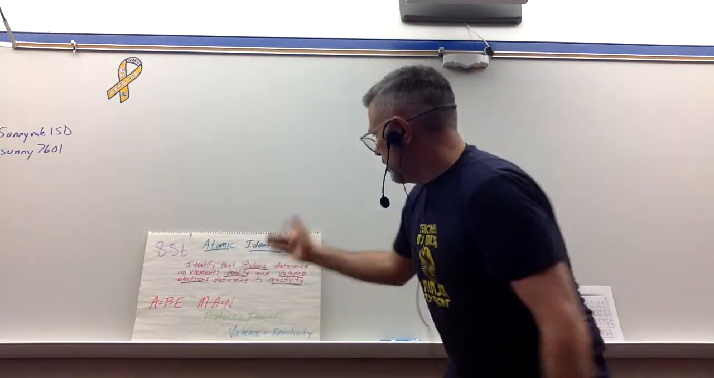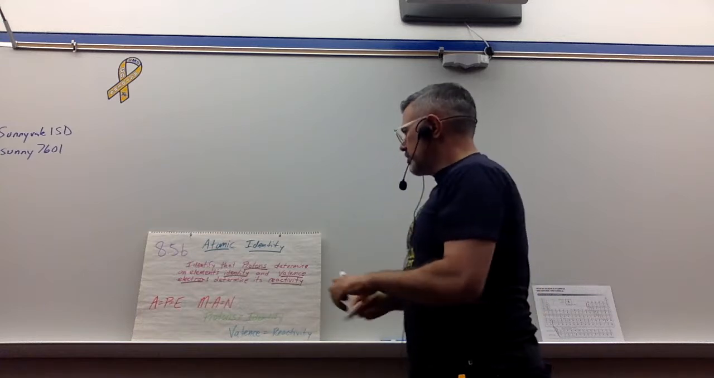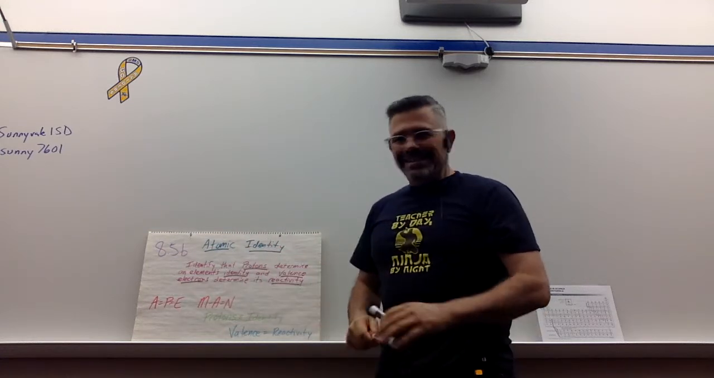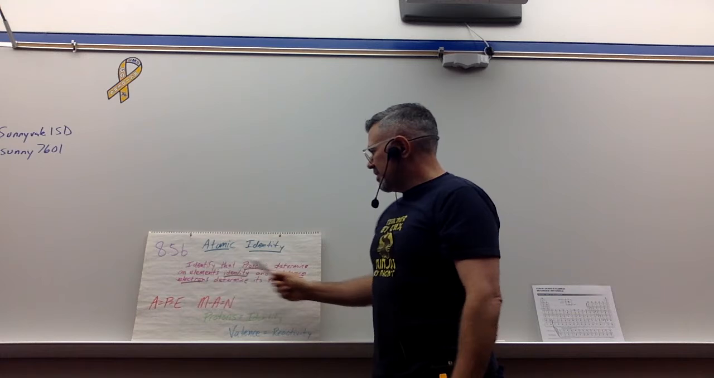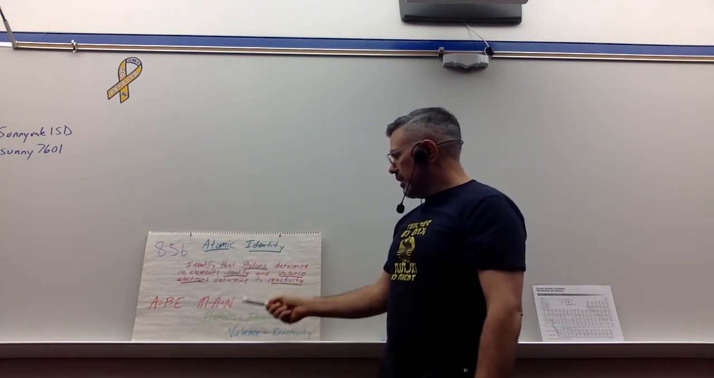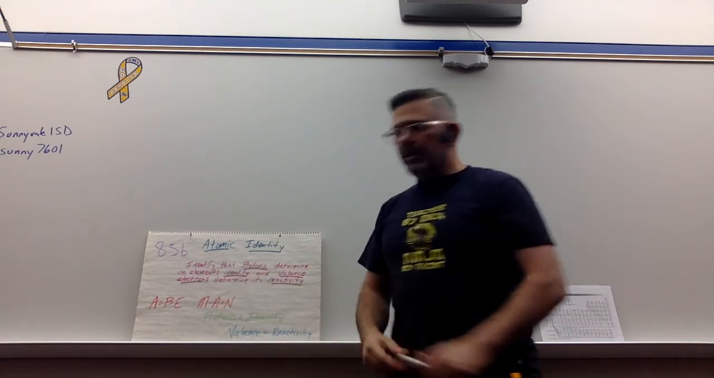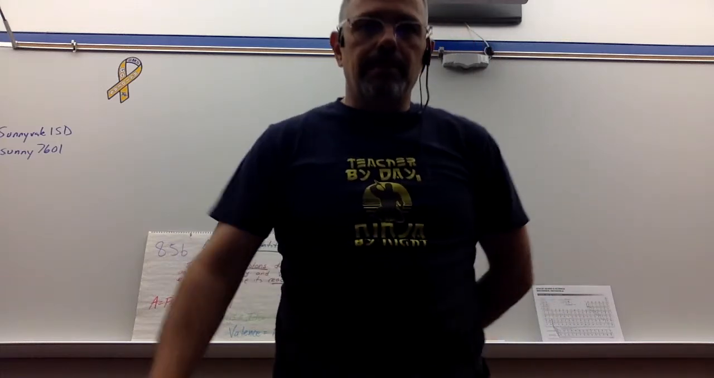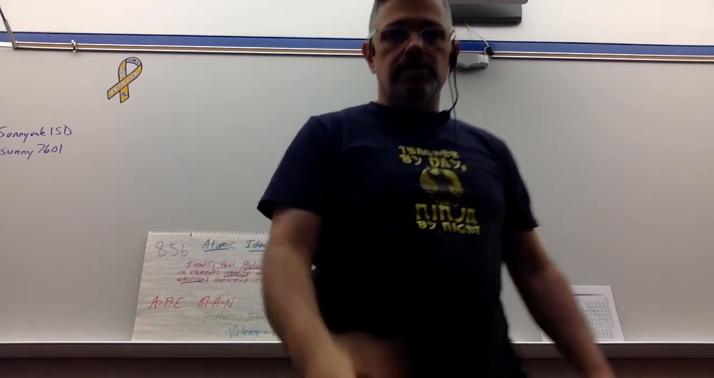What's going on, everybody? Today we're going to be going over 8.5b, which is atomic identity. Identify that protons determine an element's identity and valence electrons determine its reactivity. So we're going to talk about a couple of those things today. I'm going to show you some stuff on the board.